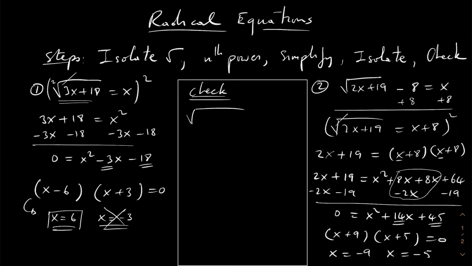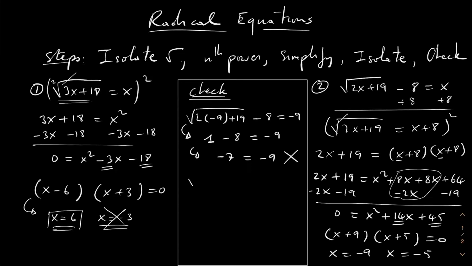So we're going to get the square root of 2 times negative 9 plus 19, minus 8 equals negative 9. Now, in the square root here, 2 times negative 9 is going to be negative 18, plus 19 will give us 1. So the square root of 1 here is just 1. And so we're getting 1 minus 8 equals negative 9, which is going to give us negative 7 equals negative 9, which is not correct. And let's check the second answer.